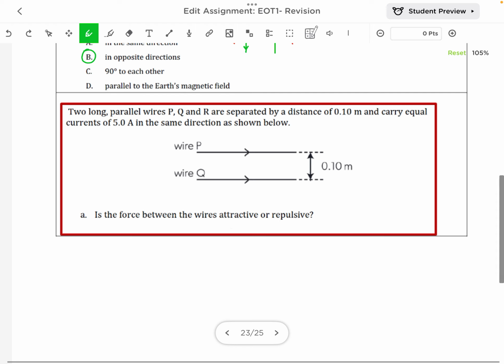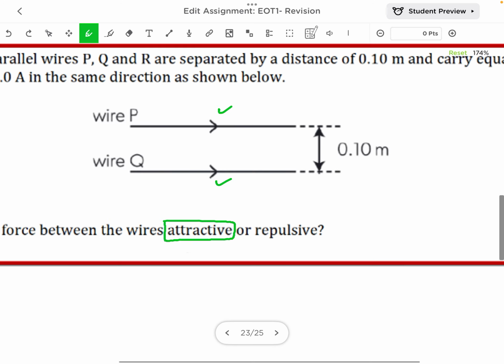Oppositely, here we have two wires that I can see are moving in the same direction. The question is, is the force between the wires attractive or repulsive? So basically it is attractive. Wire P will move downward and wire Q will move upward. So this is the shape later on of the two wires.